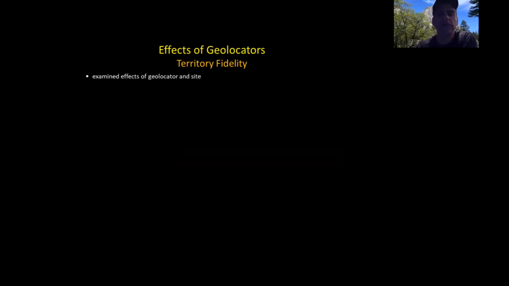And we examined the effects of geolocators on territory fidelity. Obviously, we're interested in the effects of geolocators. And we expected that if geolocators were having an effect, it would be negative, leading to lower territory fidelity. Maybe the geolocator would cause them to arrive late and their territory was already taken, or maybe the geolocator made it harder for them to defend their territories against rival males. So those were possible reasons why the geolocator effects would be negative. We also examined the effects of site to see if there are any differences between here and Montague.